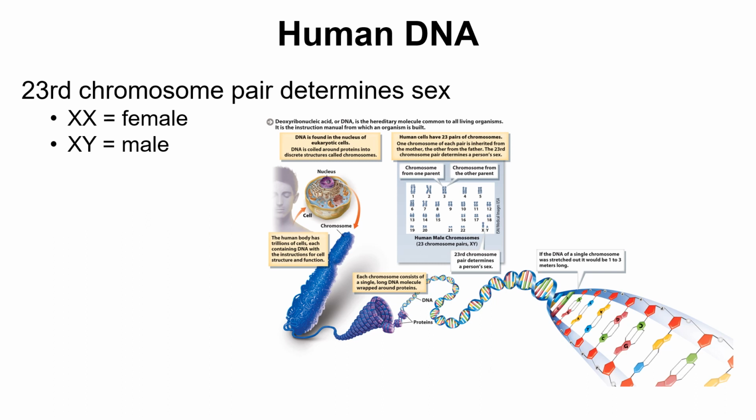The 23rd pair of chromosomes is the one that determines the sex of the individual. So if you have two copies of the X chromosome, you're going to be a female, and if you have an X and a Y, you're going to be a male. Mom can only give you an X chromosome, and dad can give you either the X or the Y. So we say that the father is the one that determines the sex of the individual.